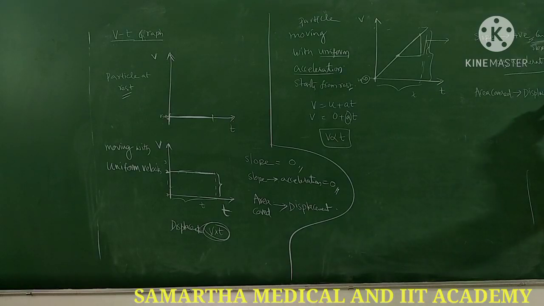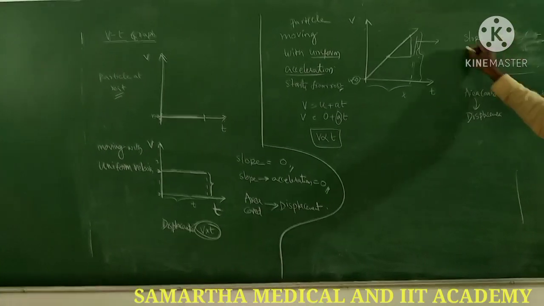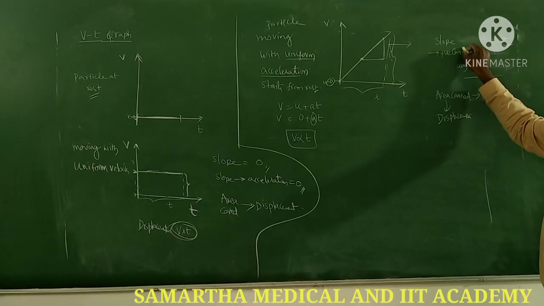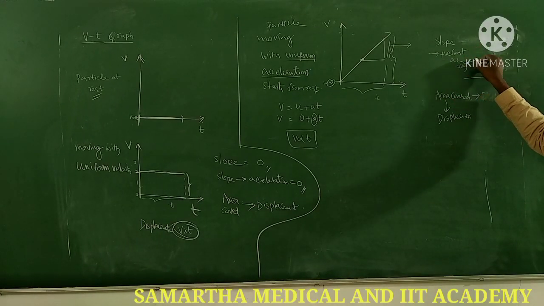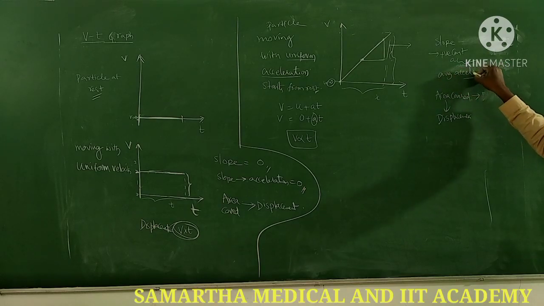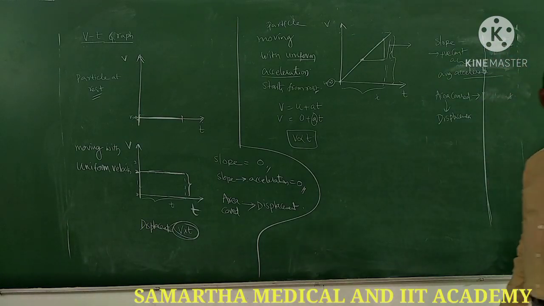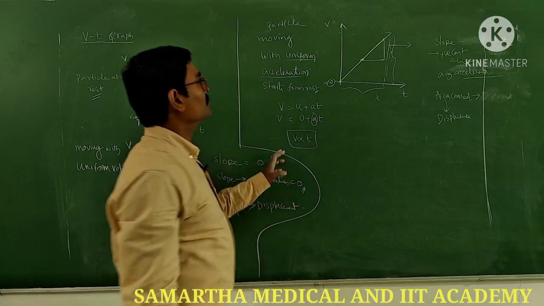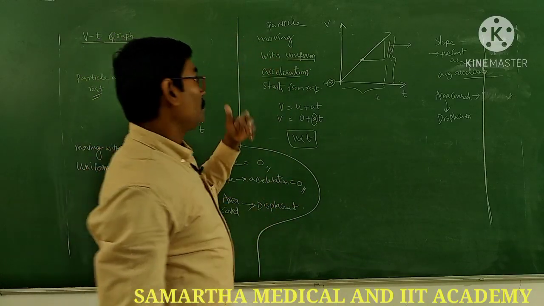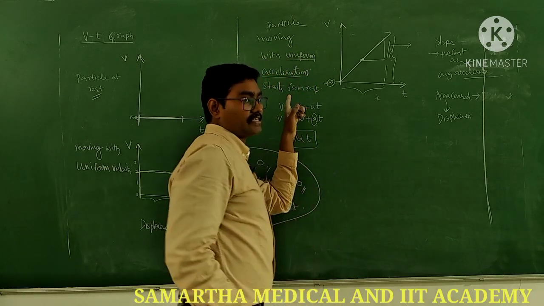Displacement. So area covered gives what? Displacement. This is the slope, positive, constant acceleration. Okay, average acceleration. Right. Next, another one. Particle moving with uniform acceleration you did, positive acceleration you got.